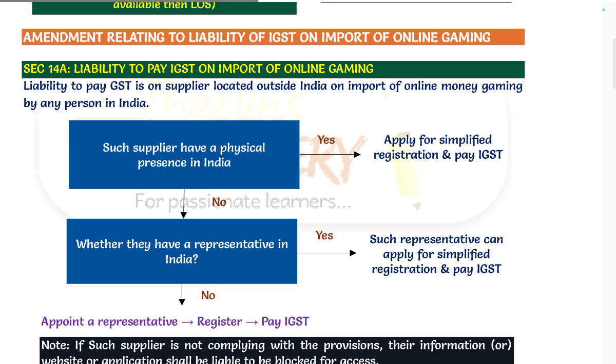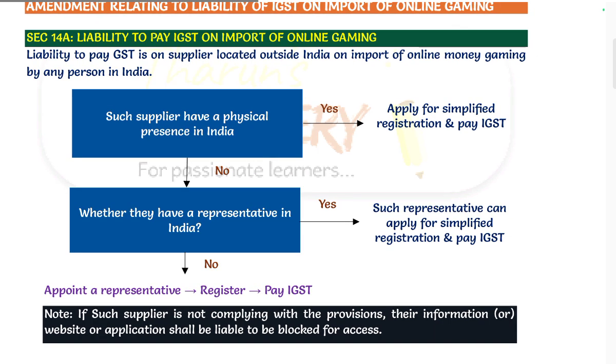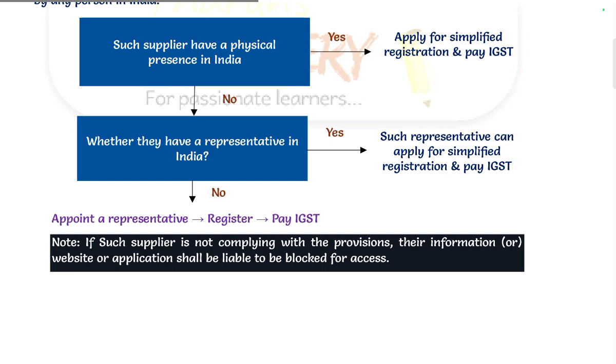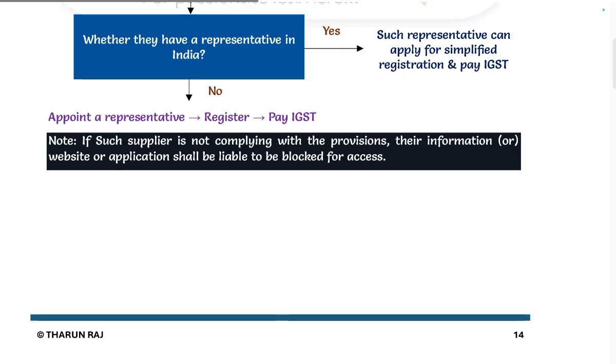Yes, then apply for simplified registration under GST. No, is there any representation in India? Yes, then such a representation can apply for simplified registration under GST. No, then appoint a representation, register and pay IGST. If such supplier is not complying with the provision, then their information or such application shall be liable to be blocked for access.